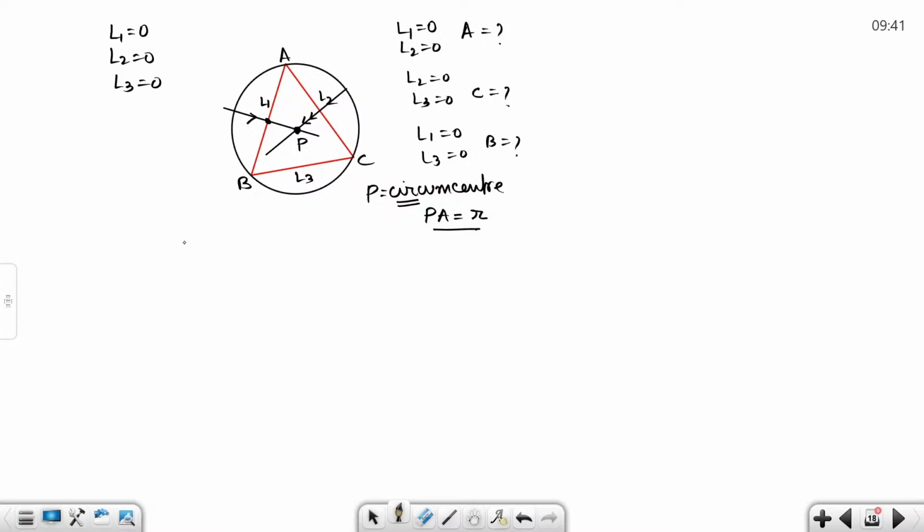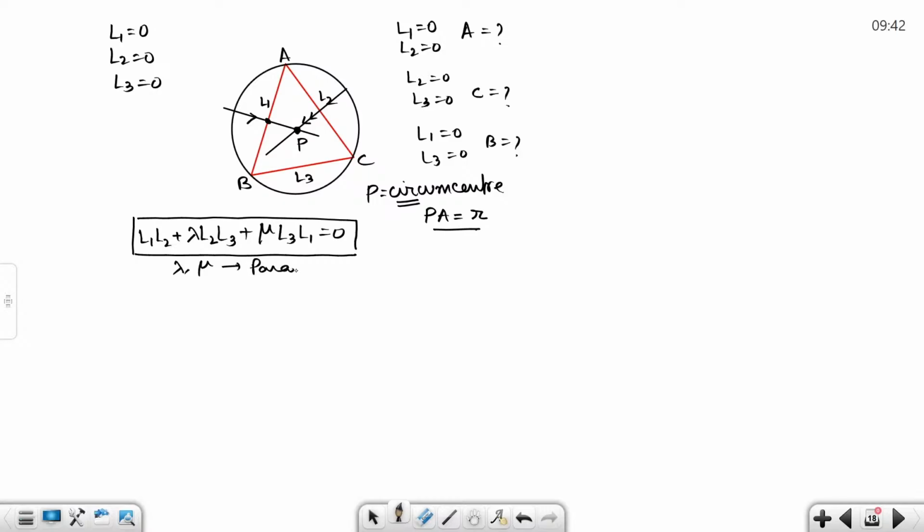Listen very carefully. I'm saying that the equation of the circumcircle will be L1 L2 plus lambda times L2 L3 plus mu times L3 L1 equals 0. I say that the equation of the circumcircle will be L1 L2 plus lambda L2 L3 plus mu L3 L1 equals 0, where lambda and mu are the two parameters. Right? Now I say that this is the equation of the circumcircle.